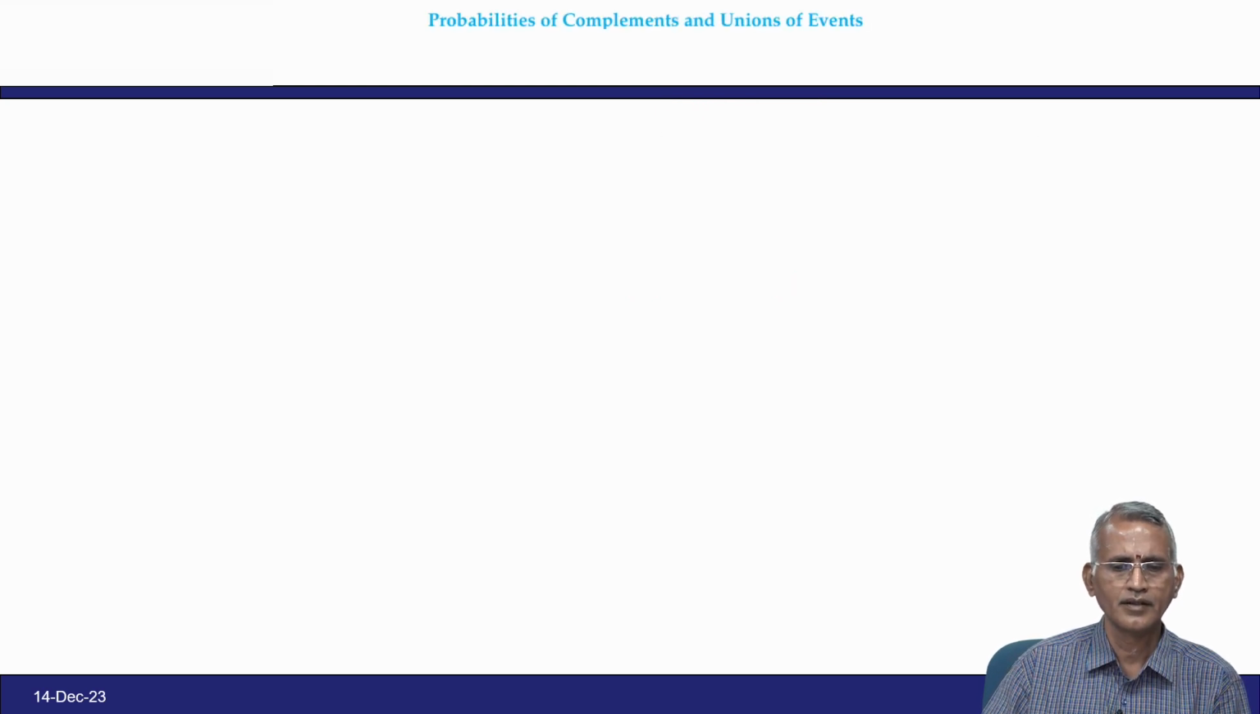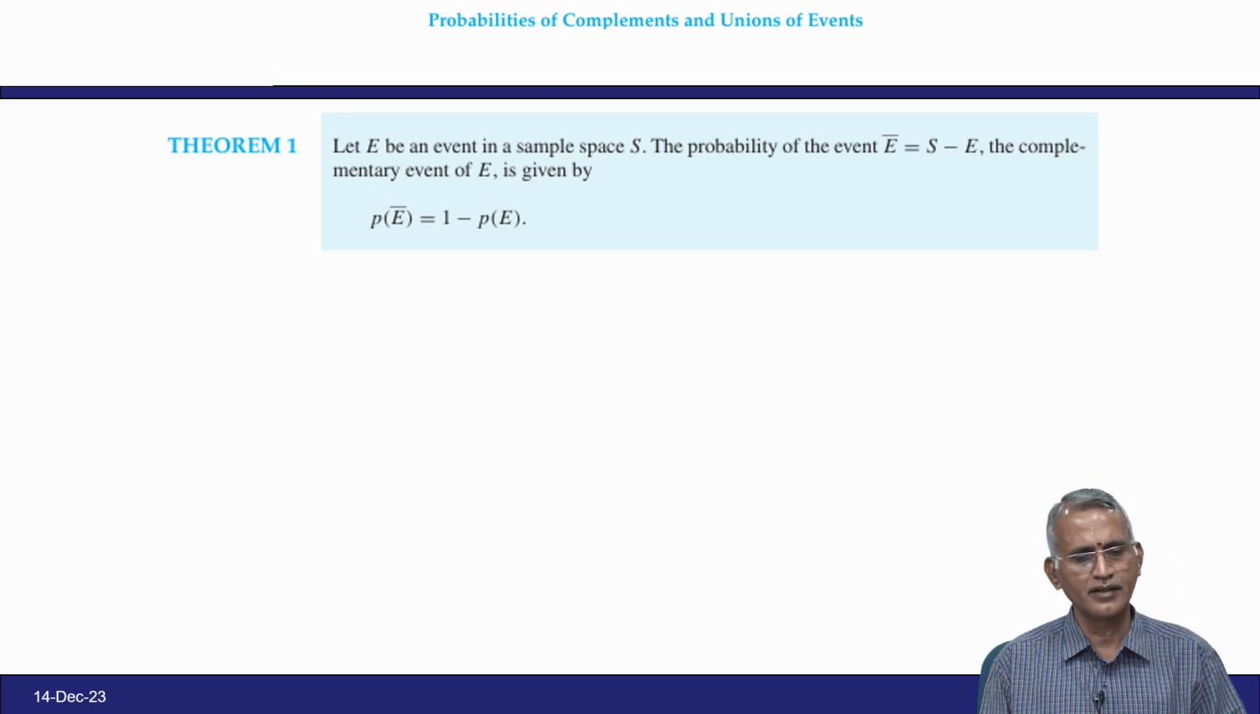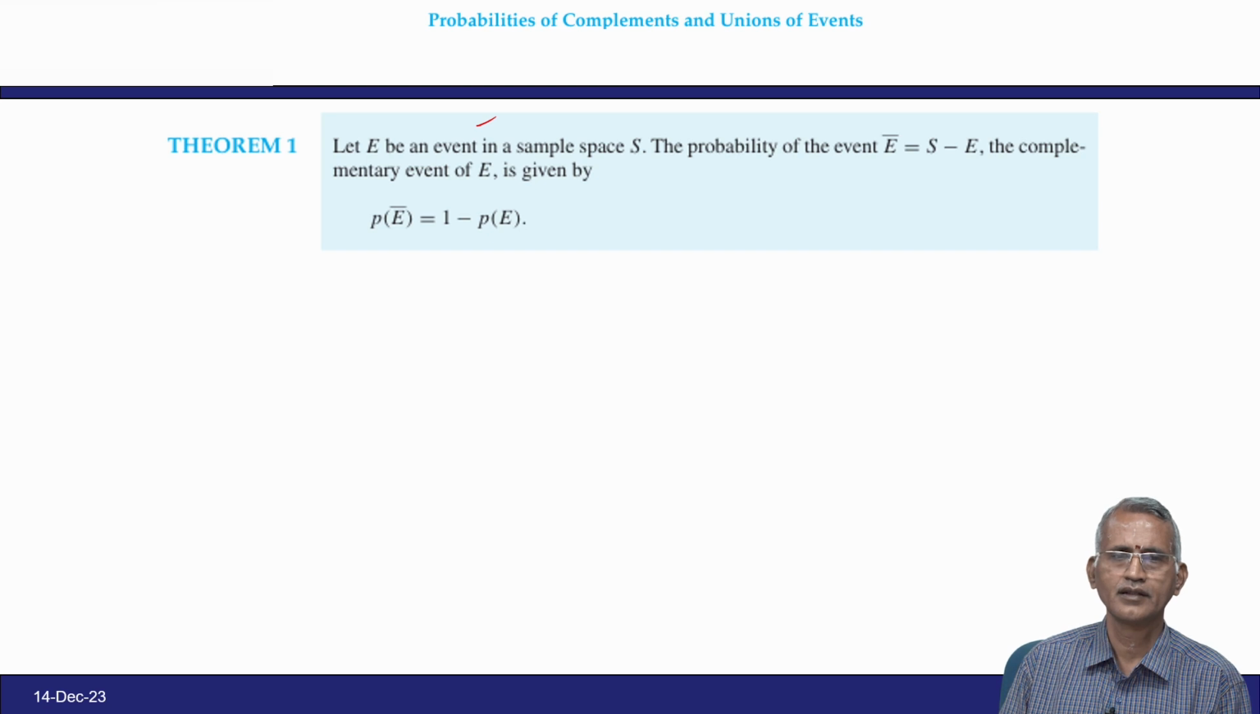Next idea is probabilities of complements and union of events. We have already come across the theorem; once again, recollect it. Let E be an event in a sample space S. Then the complementary event of E is given by P of E complement equal to 1 minus P of E.